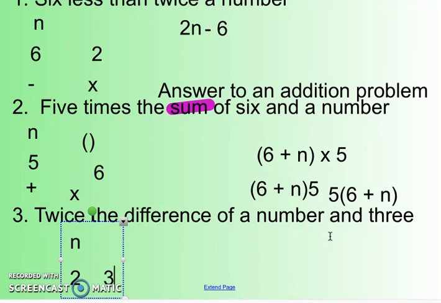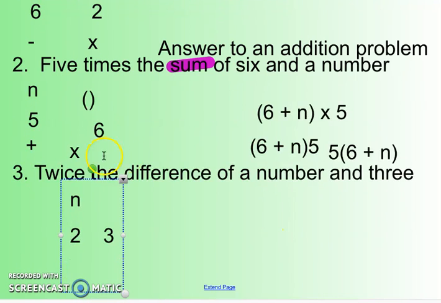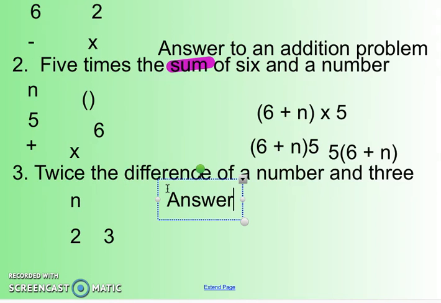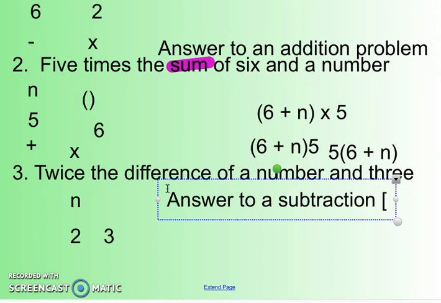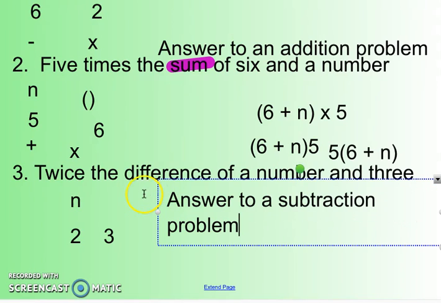Then what operations do you notice? Well, we have the word difference. What does difference mean? Oh my gosh, again, the answer. But this time it's not to an addition problem. It's to a subtraction problem. So that means we are going to do that first. We're going to try to figure out the answer to that subtraction problem first. Then we can worry about the twice the difference.